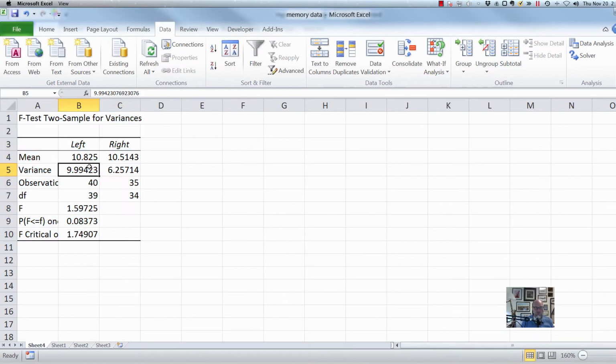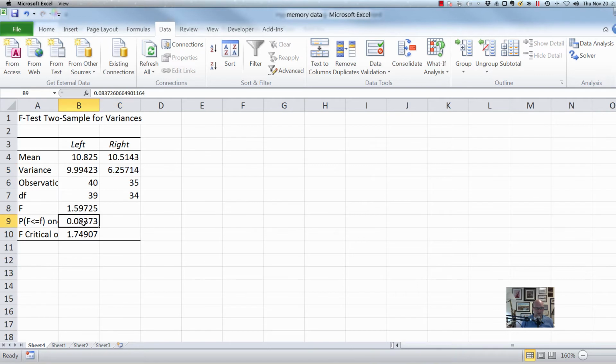All right, so this gives us a bunch of things. It gives us a preview of sort of the mean. So the mean on the left is 10.8, the mean on the right is 10.5. So that doesn't seem that different. Here's our variances. So the variance on the left is 9.9, the variance on the right is 6.25. So they might be a little different.